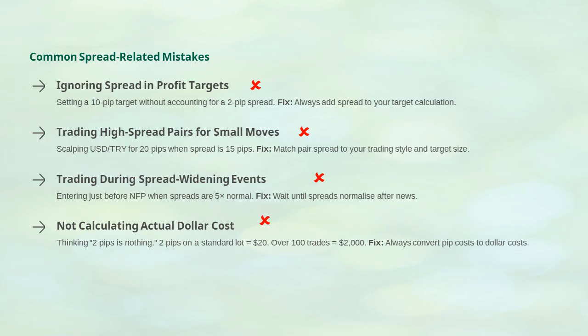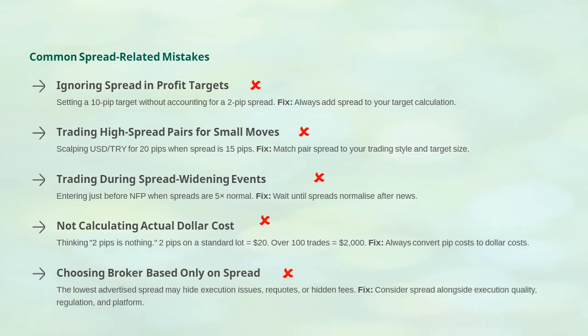Mistake 4. Not calculating actual dollar cost. Thinking 2 pips is nothing is dangerous. 2 pips on a standard lot is $20. Over 100 trades, that's $2,000. Always convert pip costs to dollar costs.